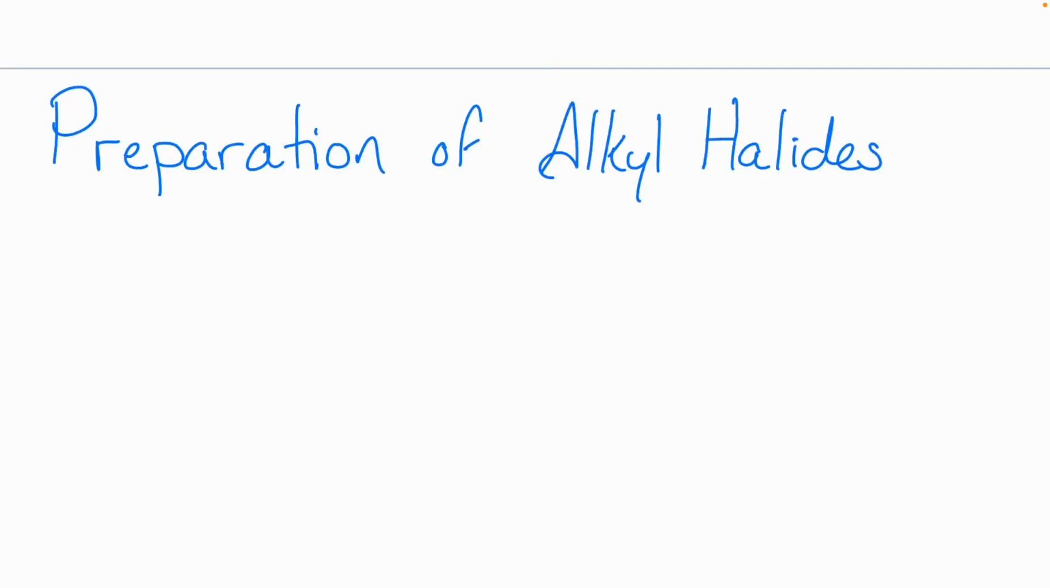All right, so we're going to finish up chapter 10. We got to talk about a few more methods for preparing alkyl halides. Remember last time we talked about preparing alkyl halides from alkanes, which was that pretty involved radical halogenation. Okay, so now we're going to move on to how to get alkyl halides from alkenes.